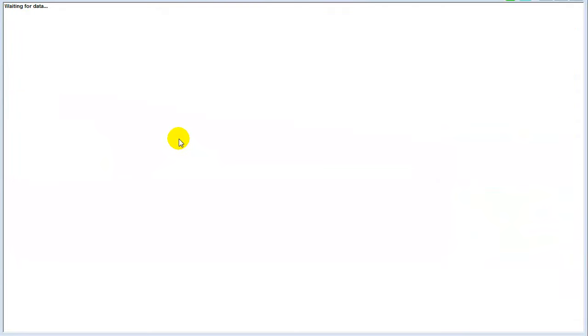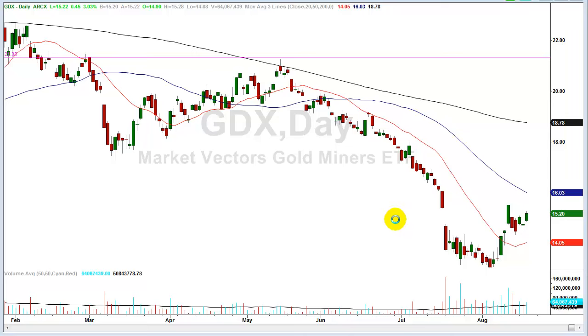Let's go to the GDX. I know some of you like the gold mining stocks. From down here, I was giving you the targets. I said you're going to get into resistance at this gap window, gap fill, which is here. Let me draw it in. I said the first resistance was going to be here. That happened. Then you're going to have resistance here, and that happened.